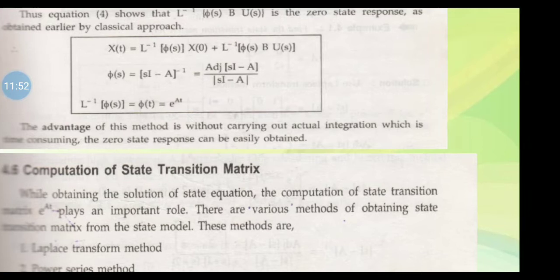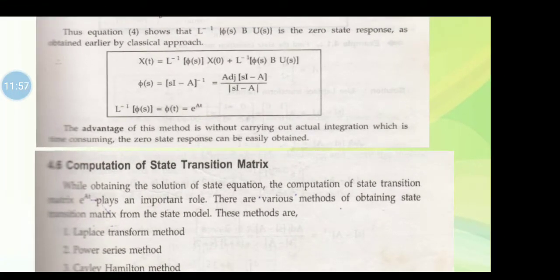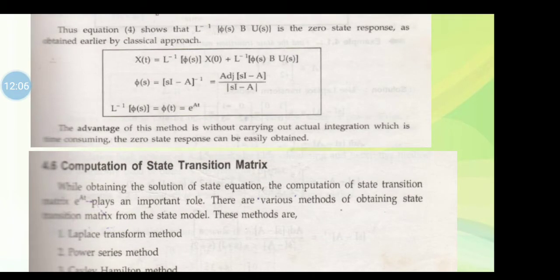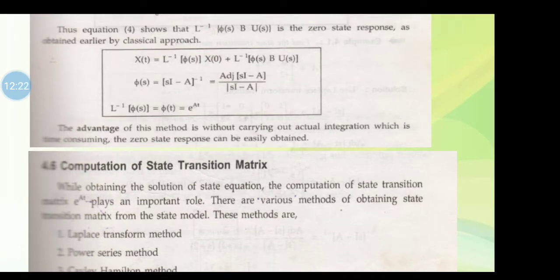So the above equation is taken as the fourth equation. The above equation shows that Laplace inverse of phi of s B u of s is a zero state response, which has been obtained earlier by the classical approach. So x of t is equal to Laplace inverse of phi of s x of 0 plus Laplace inverse of phi of s B u of s.